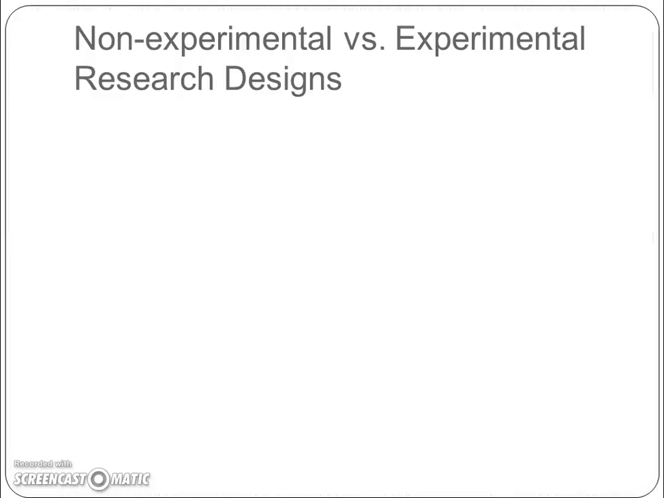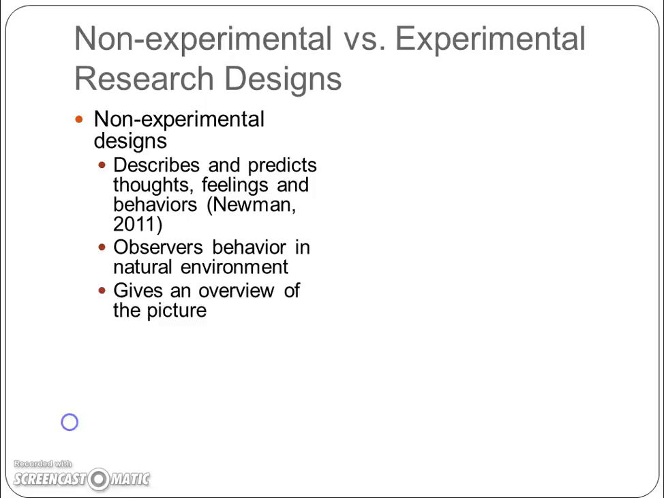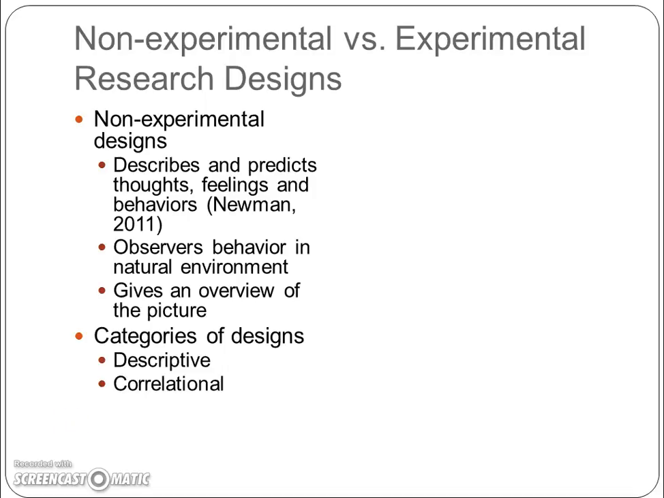First, we will discuss the difference between non-experimental and experimental designs. Non-experimental designs describe thoughts, feelings, and behaviors by understanding the relationships, according to Newman. There is no manipulation, meaning that it involves measuring and observing people or things in their natural environment, and there is no causality being established. It gives an overview picture of what is being studied or what may be studied in future research. This often involves things that cannot be ethically obtained through experimental settings. Categories of design are descriptive and correlation.